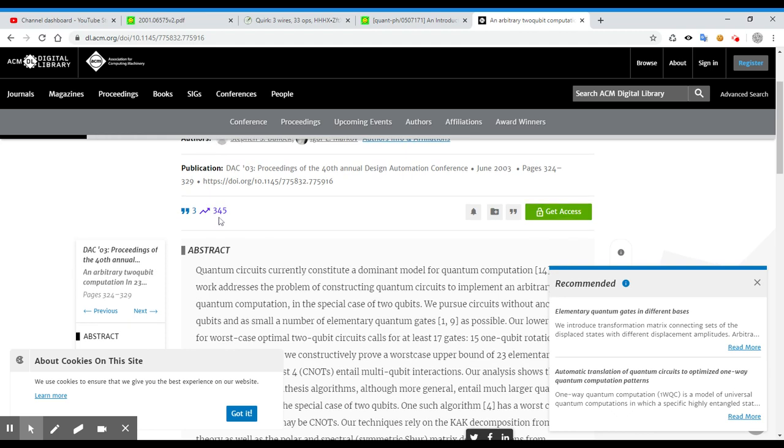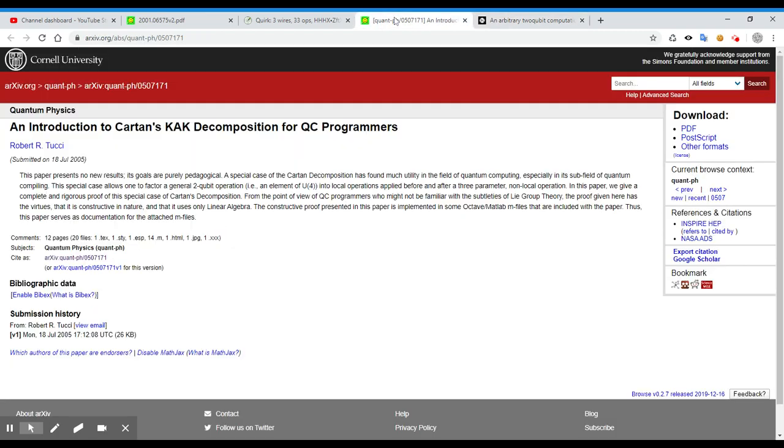Of course, can't get access to it. But let's take a look at Introduction to Cartan's KAK decomposition for QC programmers. The paper presents no new results. Its goal is purely pedagogical. A special case of the Cartan decomposition has found much utility in quantum computing, especially in its subfield of quantum compiling. The special case allows one to factor a general 2-qubit operation, an element of U(4), into local operations applied before and after a 3-parameter non-local operation. In this paper, we give a complete and rigorous proof of the special case of Cartan's decomposition from the point of view of QC programmers who might not be familiar with the subtleties of Lie group theory.